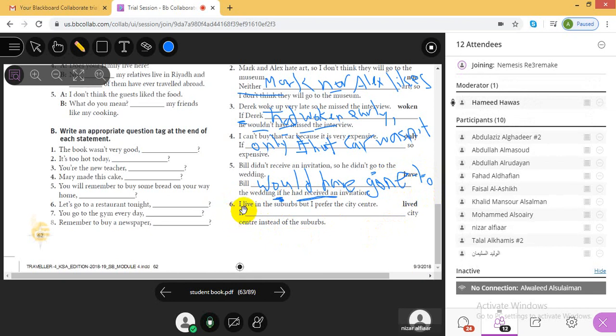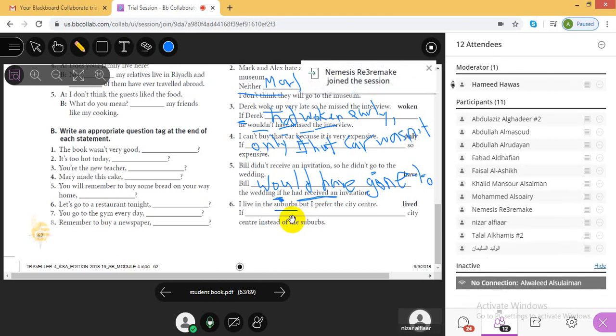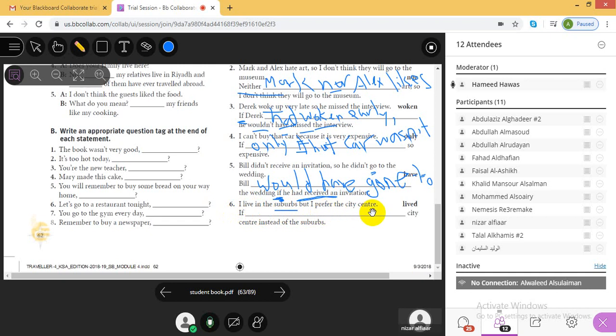Number 6, I live in the suburb. You know the suburb? What do I mean by suburb, S-U-B-U-R-B? What does it mean, suburb? Yes, very good. Suburbs are on the outskirts of the city, not inside the center of the city. I live like Al Narjis in Riyadh. It's a suburb of Riyadh, okay?